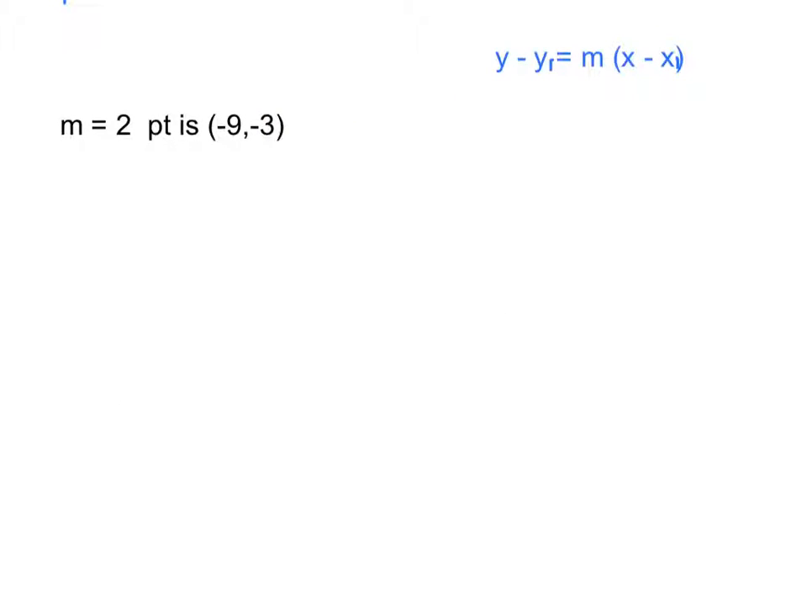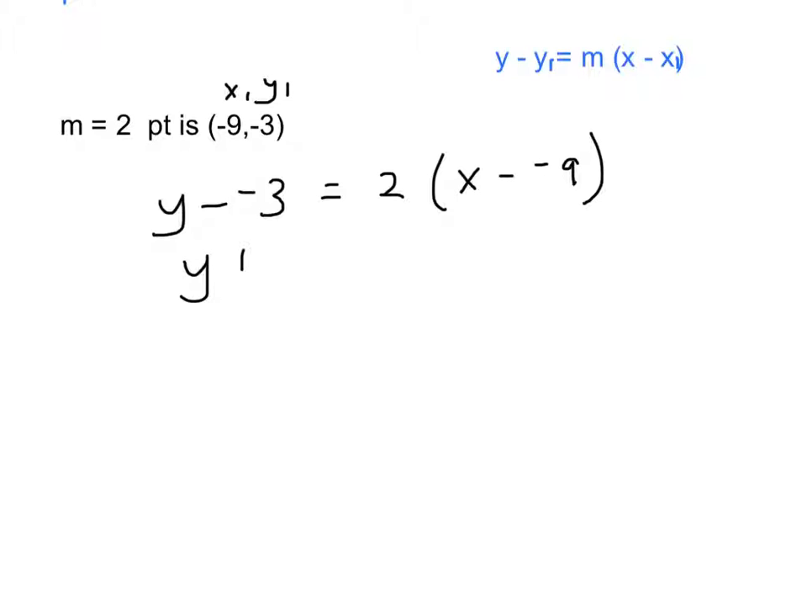See if you can do this and then restart the video. And the answer will be, this is x1, y1, y minus negative 3 equals the gradient 2 times x minus negative 9. These negative negatives do seem to pop up, don't they? So this is the same as saying y plus 3 equals 2 times x plus 9. I need to get rid of the bracket.